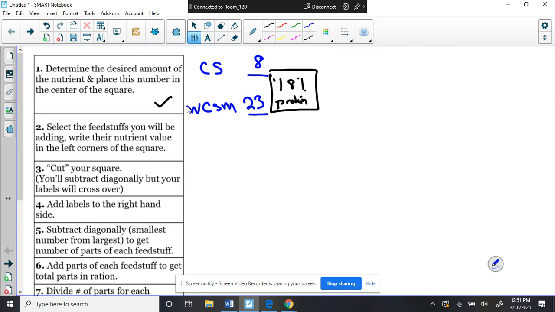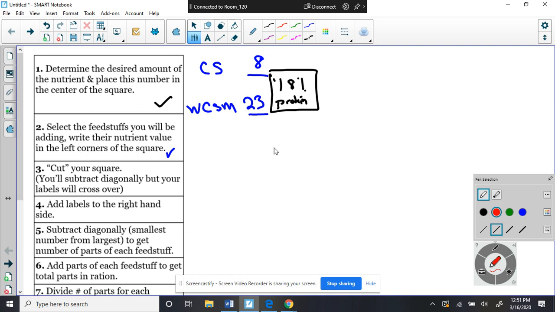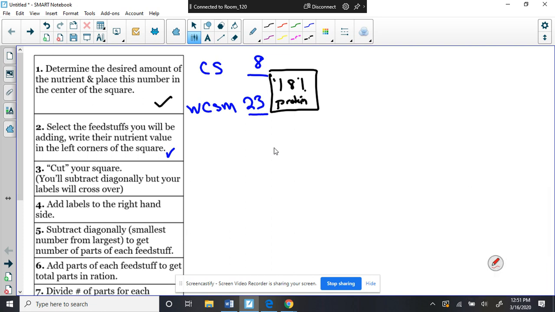Okay, so that's step number 2. I've selected the feedstuffs I'm going to use, corn silage and whole cottonseed meal, and then I've written in their nutrient values, one in each of the left-hand corners, as you can see right here. Okay, so the next step we're going to do is also really easy. It says to cut your square. And cutting your square is just a way of helping to guide how you're going to do your math as you work through this problem.